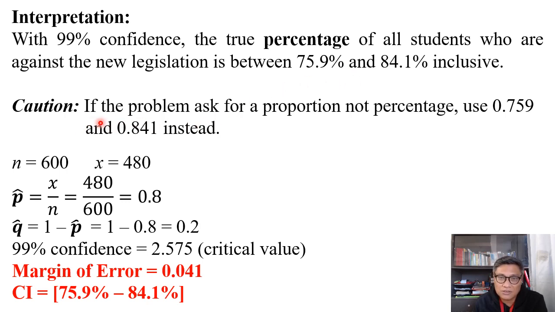So again, caution, if the problem asks for a proportion, use the 0.759 and 0.841. But since we are asked for the percentage, we must give the answers in percentage. So you notice, class, that when we compare these computations to the population mean, they are similar or the same. The only difference is the formula for the margin of error, especially the standard error formula, class. But the rest, they are exactly the same.